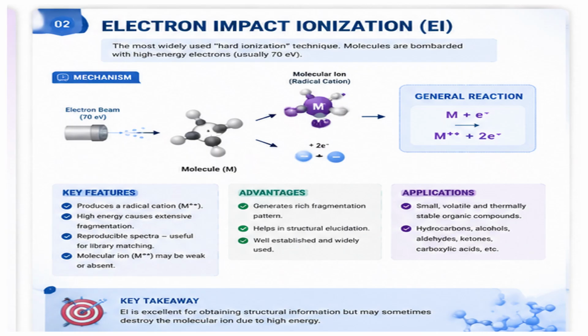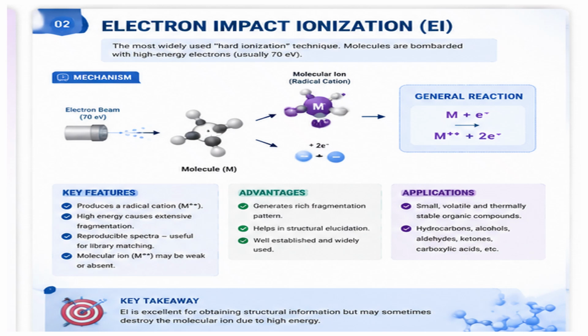We will discuss electron impact ionization, also called EI. EI is the most widely used hard ionization technique in mass spectrometry. In this method, neutral molecules are bombarded with high-energy electrons, usually 70 electron volts. When the electron beam hits, the molecule loses one electron and forms a molecular ion, also called a radical cation. The general reaction is shown in the equation. This means the incoming electron removes one electron from the molecule, producing a positively charged molecular ion.